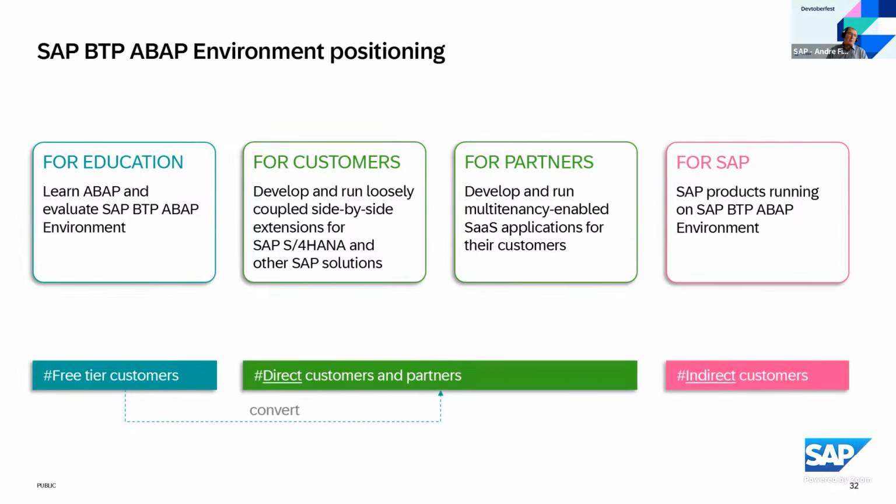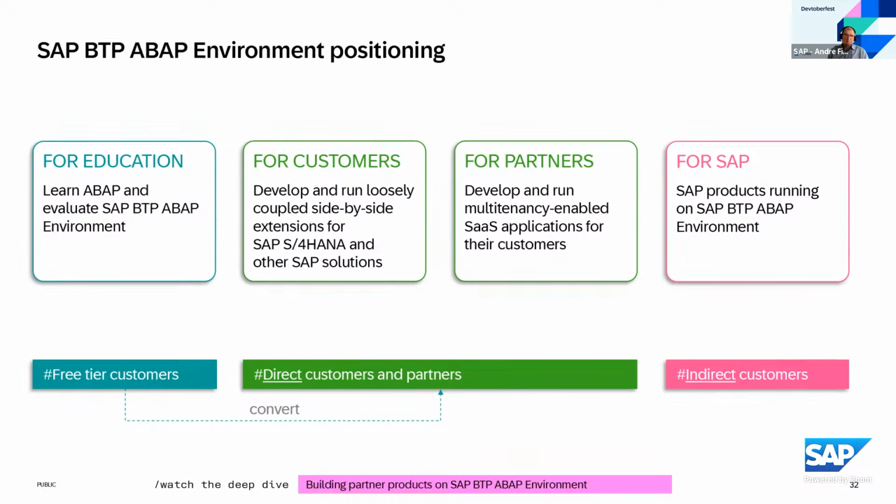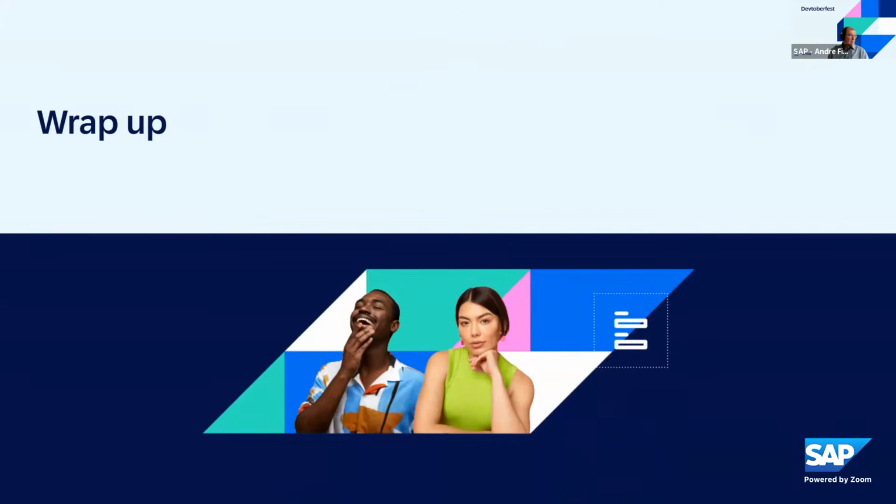If you want to try this out, really try it out in the free tier. If you have built something with the free tier, this free offering for a certain time, you can convert it into a productive system. And there are more indirect customers that use Steampunk, the ones that are based on our products.